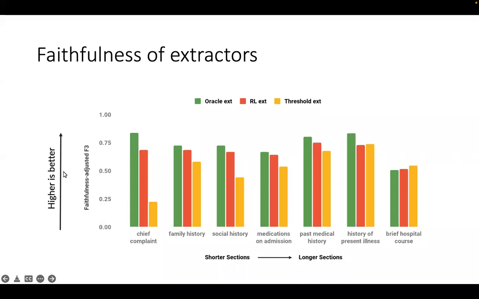We are trying to measure it using a metric of faithfulness and relevance that I mentioned on the previous slides. So higher is better. If you look at this, the general observation seems to be that the red bars are higher than the yellow bars, and the difference between the red and yellow is higher as we move towards the left. So for shorter sections, reinforcement learning approach really works well for extraction.